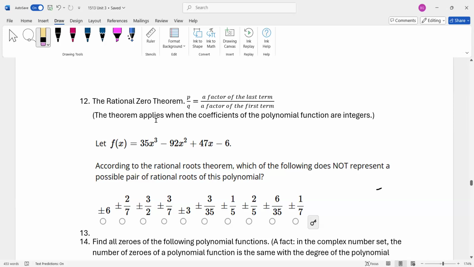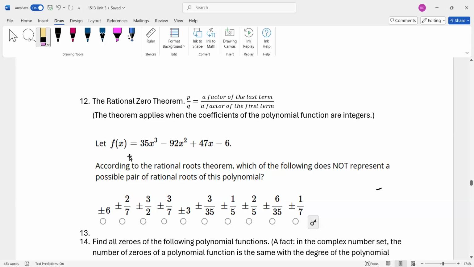All right, so this is the theorem. The theorem applies when the polynomial function has coefficients that are integers. So it has its limitation for the application. And what does this theorem say? We have a polynomial function. Let's say we use f of x. We use this polynomial function as an example to explain what this theorem is talking about.